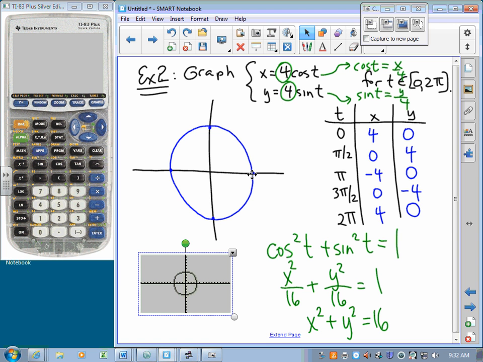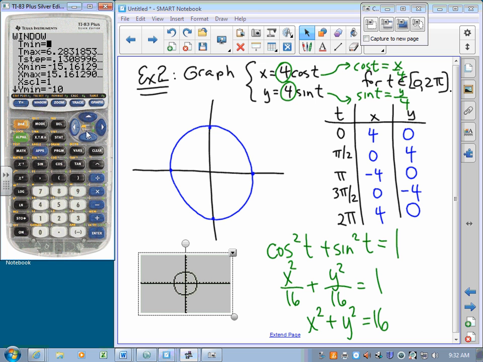Okay? Okay. Oh, the interval matters. What if we were to change that interval? What if we were to graph instead from 0 to 4 pi? Well, you'd have to, wait a minute, that's the same picture. How can that be the same picture?